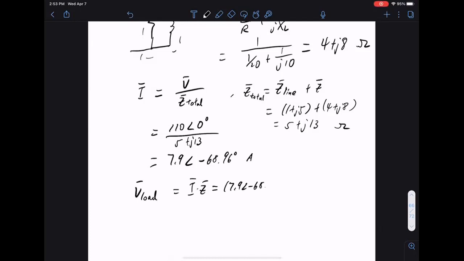times 4 plus j8. We get our load voltage as 70.63, angle minus 0.2 degrees. Okay, so this is our load voltage, right? So we'll come back to this load voltage later.